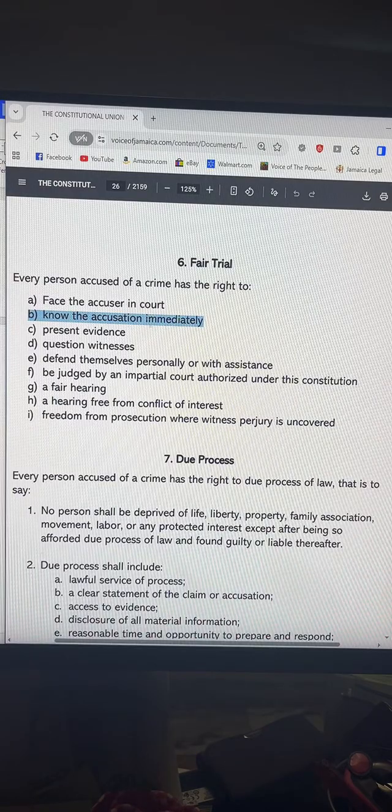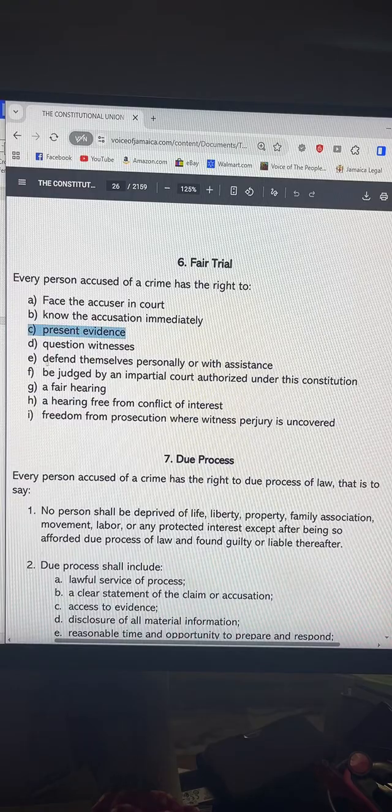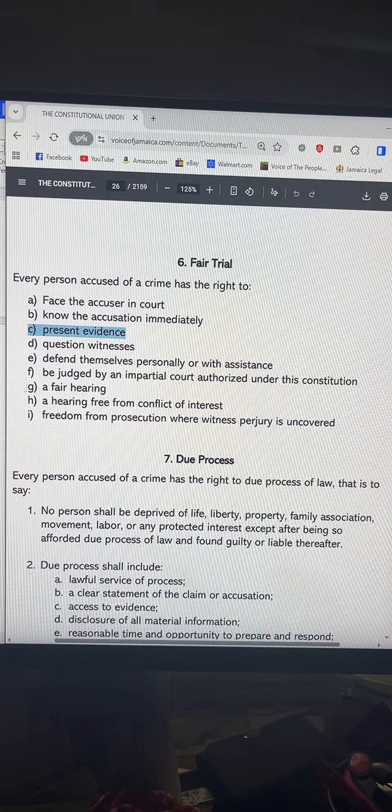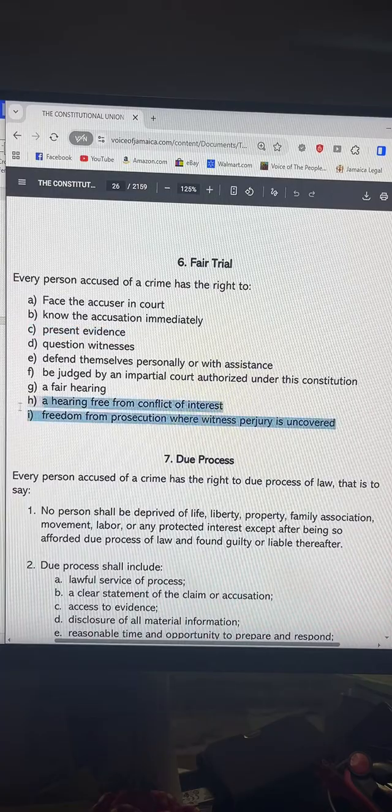So you have the right to know the accusation immediately. You have the right to present evidence, the right to question witnesses, the right to defend themselves personally or with assistance, the right to be judged by an impartial court authorized under this Constitution, a fair hearing, a hearing free from conflict of interest, and freedom from prosecution where witness perjury is uncovered. Now, this is key, okay?